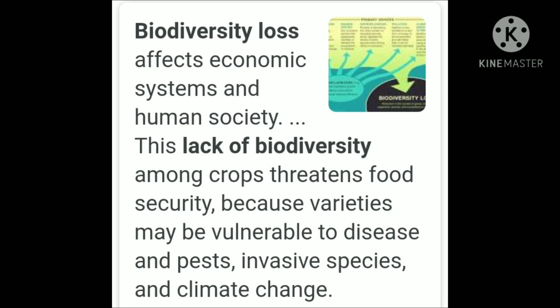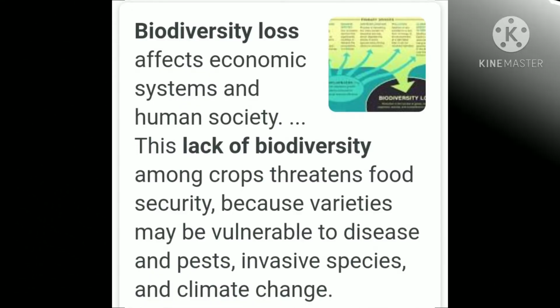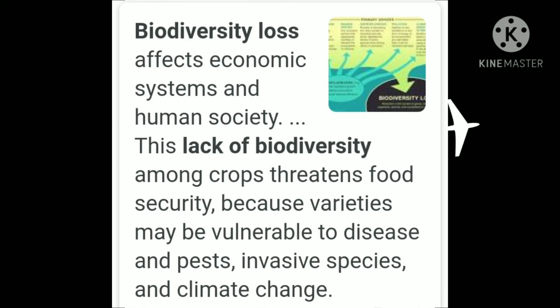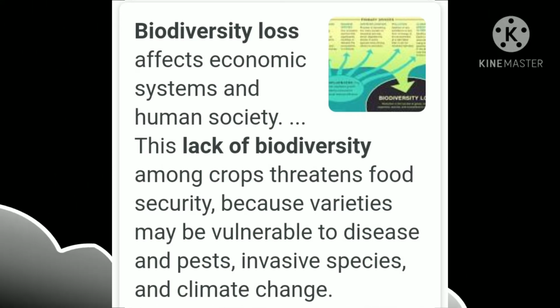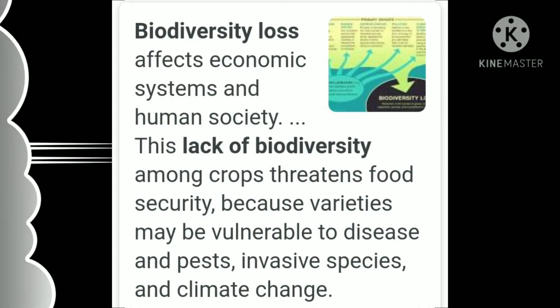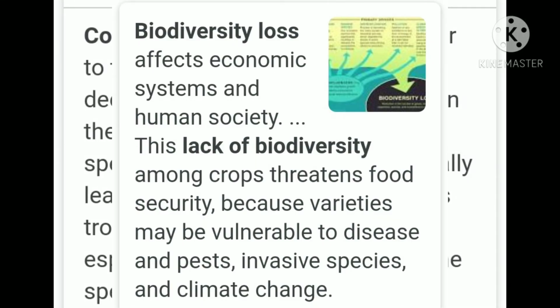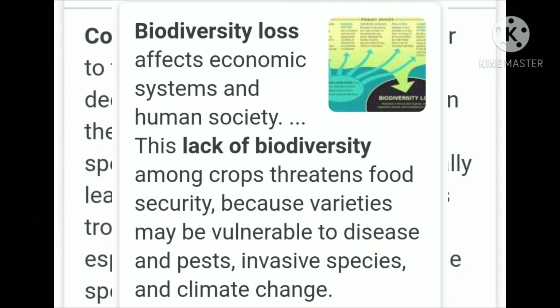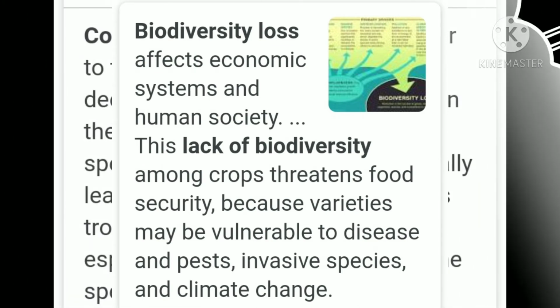So, the results of biodiversity loss in a region are decline in plant production, lower resistance to environmental perturbations such as drought, and increased variability in certain ecosystem processes such as plant productivity, water use, and pest and disease cycles.